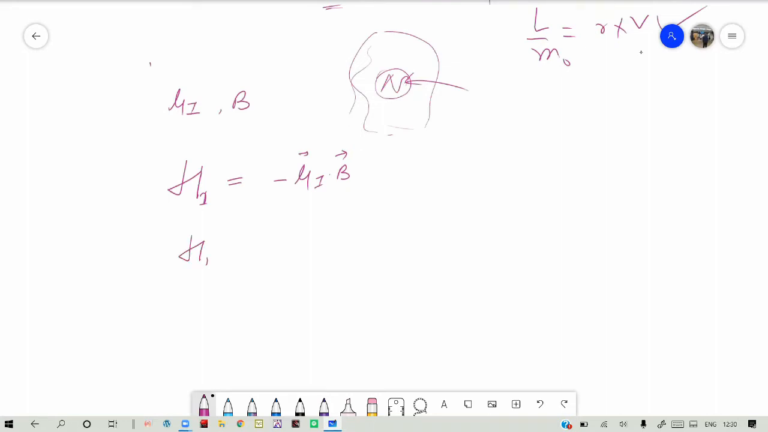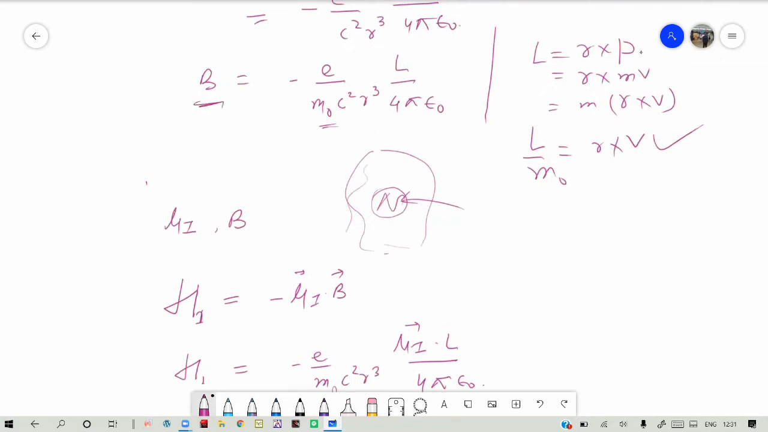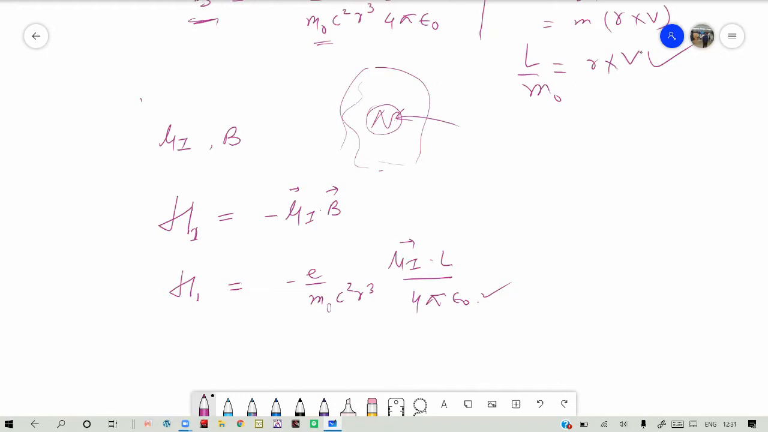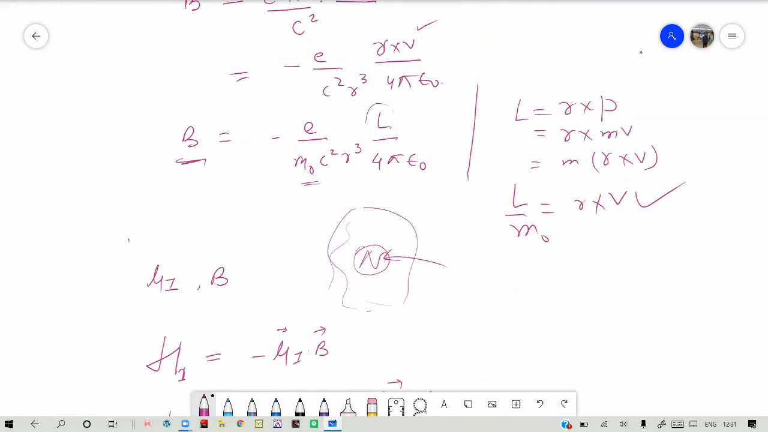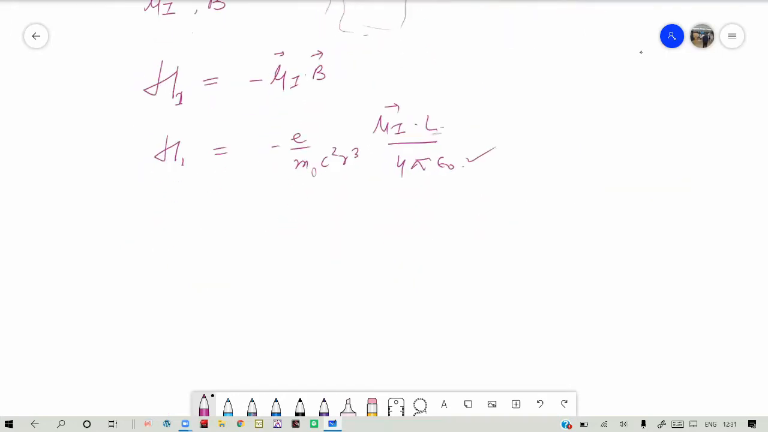So I can write H1 will be equal to minus E by m naught c square r cube mu I dot L divided by 4 pi epsilon naught. Just putting up the value of this B here. So there's a mu I dot B. Instead of B, we have L because of the orbital angular momentum. Okay, so that L is there.